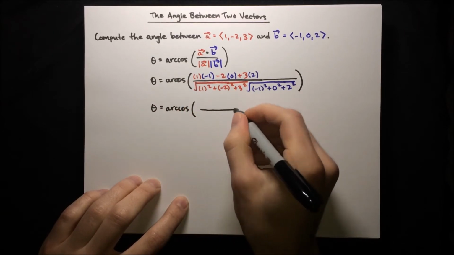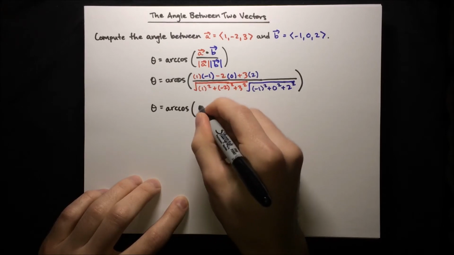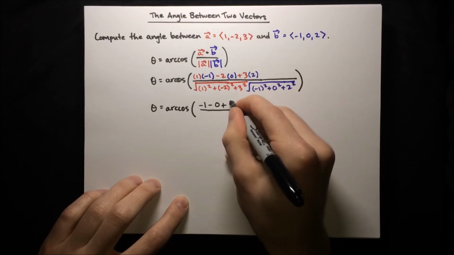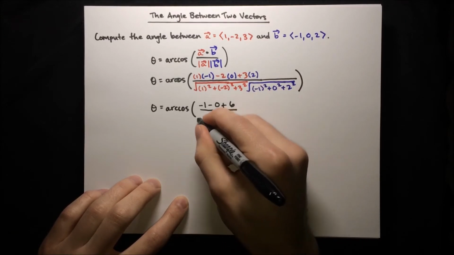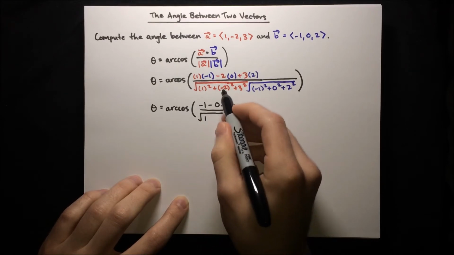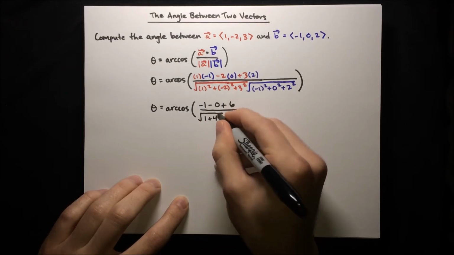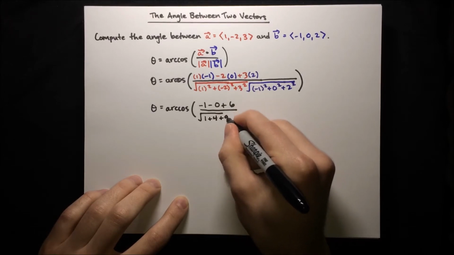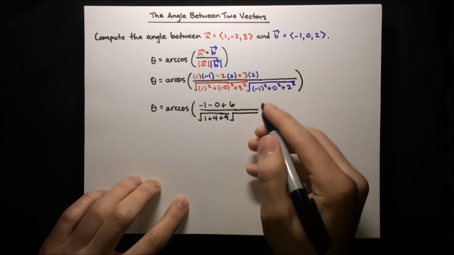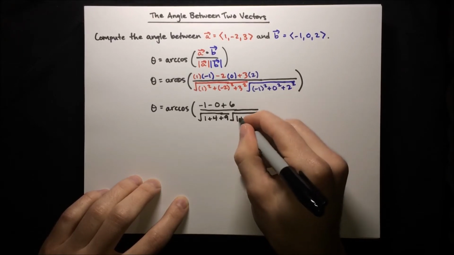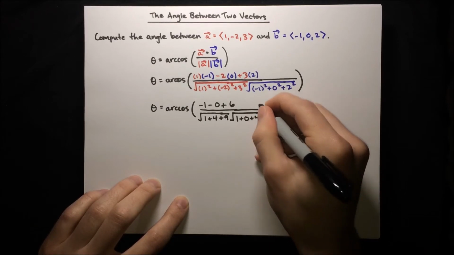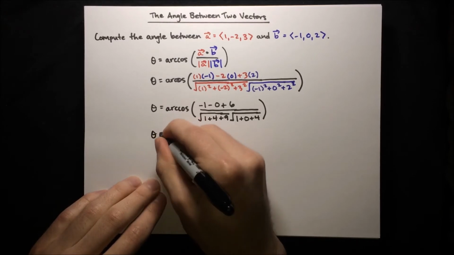So theta equals arc cosine. Let's do the numerator first. This is 1 times negative 1, that's just negative 1, and then minus 0, and then plus 6. And now in the denominator, I've got the square root of, this is just 1, and then negative 2 squared is 4, so 1 plus 4, and then 3 squared is 9, so plus 9. And then the other square root comes out to negative 1 squared is 1, then 0 squared is 0, then 2 squared is 4. And then we'll go ahead and keep simplifying.